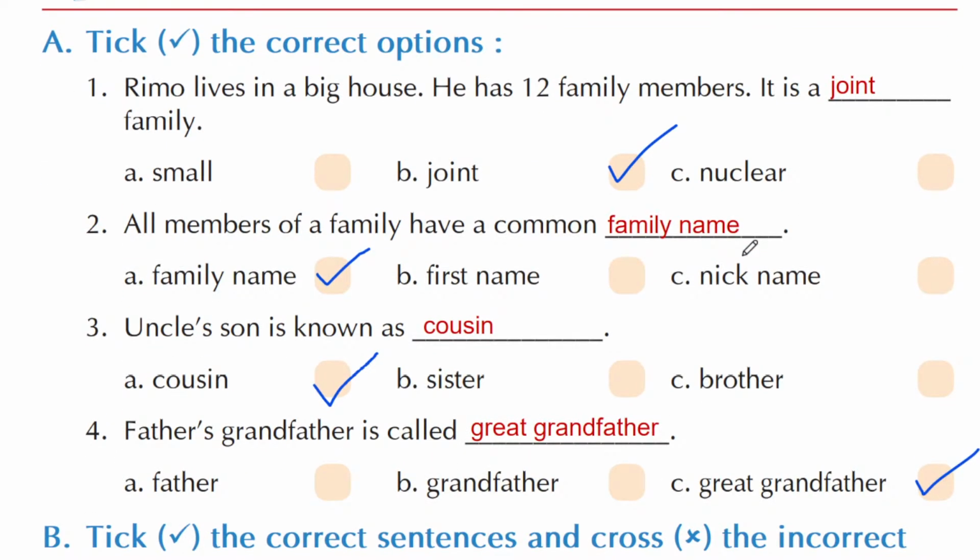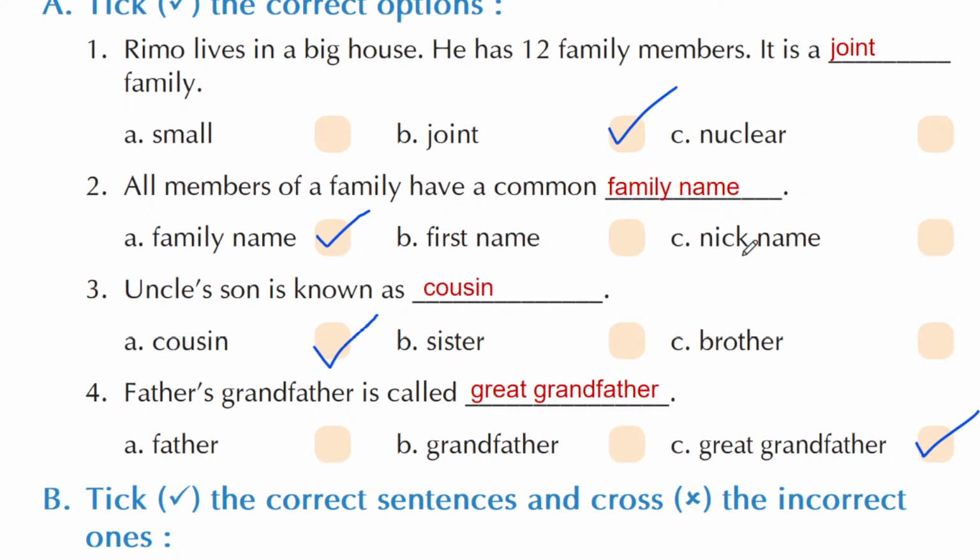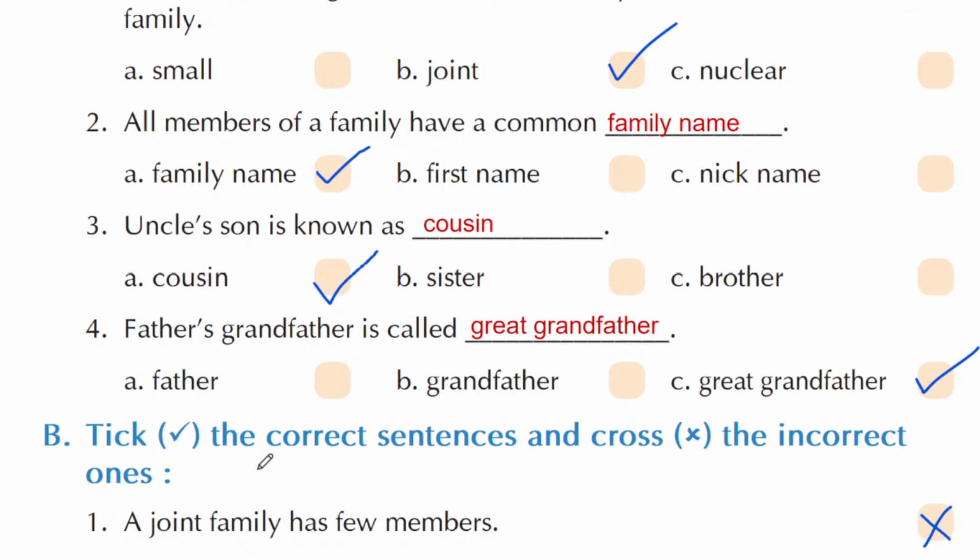Question number 2. All members of a family have a common dash. All members of a family have a common family name, that is the surname. So you should tick family name. Question number 3. Uncle's son is known as dash. So uncle's son is not known as sister. It is not known as brother.